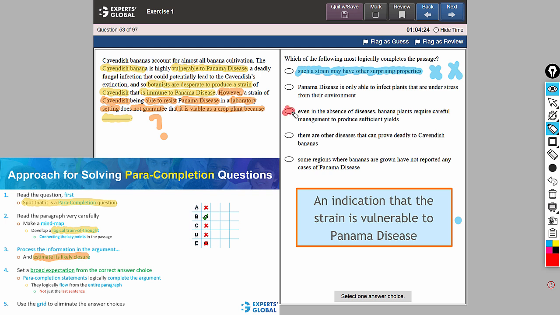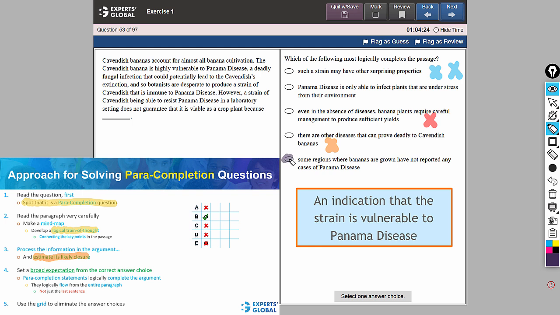Answer choice C is a general statement of fact. This does not relate to the conclusion of the argument here, and this is nowhere in sync with our broad expectation from the correct answer choice. Same problem with choice D. Come to think of it, choices C and D talk about something that applies to this species in general. They do not relate to this particular strain and its behavior of resisting this disease.